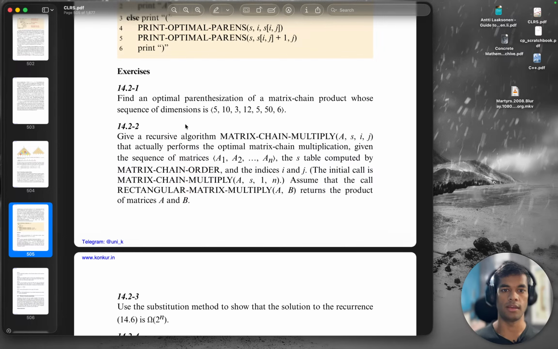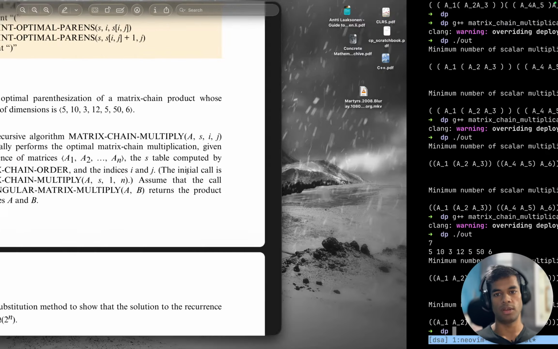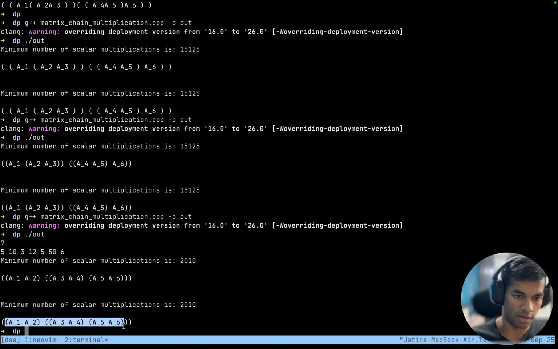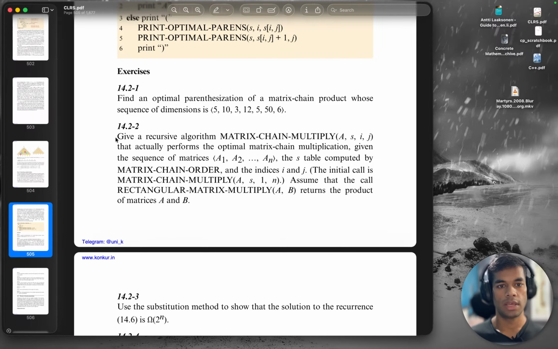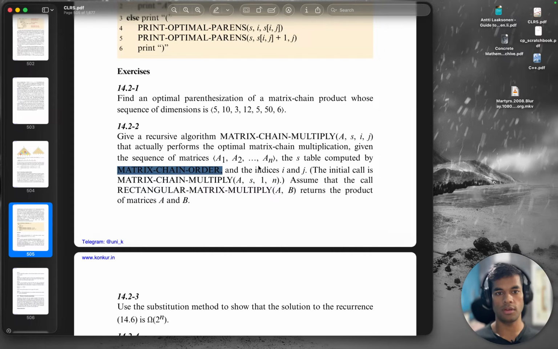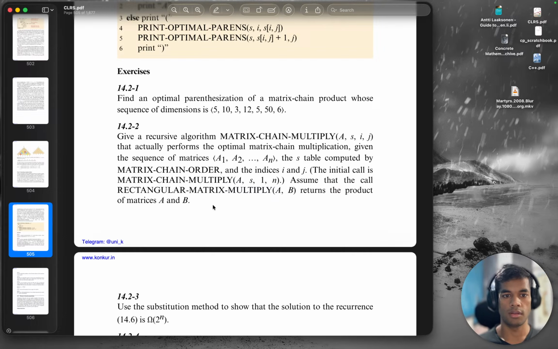Now, give a recursive algorithm matrix chain multiplication, and yeah, also this is the answer. This is how we multiply them. Give a recursive algorithm matrix chain multiplication that actually performs the optimal matrix chain multiplication given the sequence of matrices, the s table computed by matrix chain order. Okay, the s table is how we compute them, and the initial call is this. Assume that the call rectangular matrix multiply AB returns the product of matrices AB.